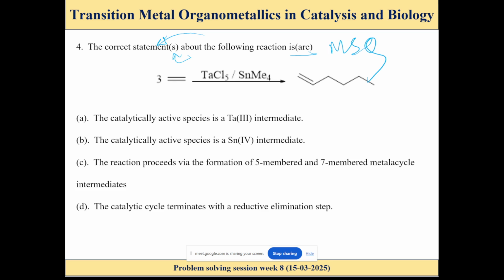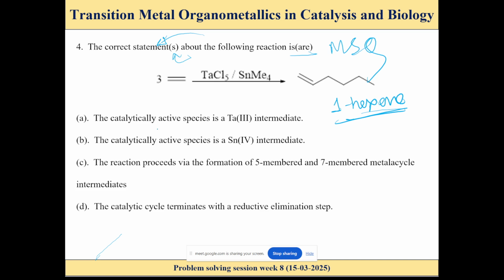Let's start discussing this question. Here you can see that we have 3 ethylene molecules and they undergo an oligomerization reaction to produce 1, 2, 3, 4, 5, 6, which is called 1-hexene. So we'll discuss the mechanism of this reaction.